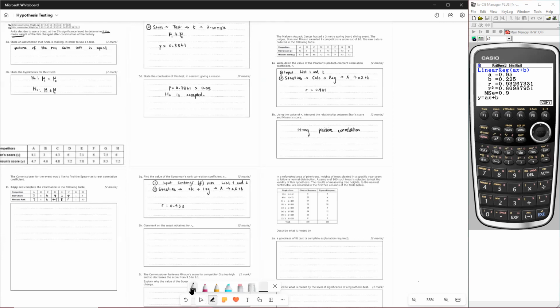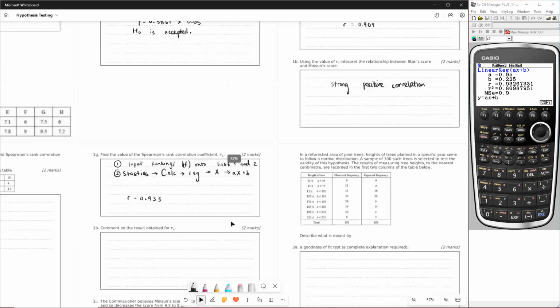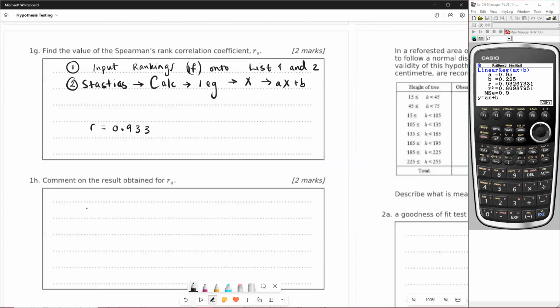Okay. Next question says comment on the result obtained for this Spearman's rank correlation coefficient. And what it just shows is that Sten and Minsoon agree on the rankings.